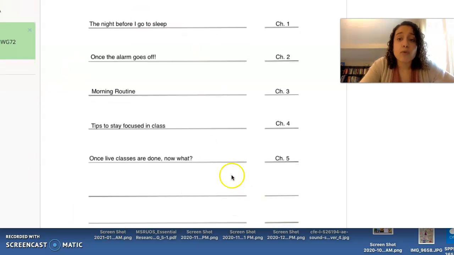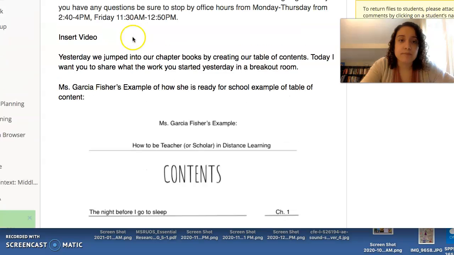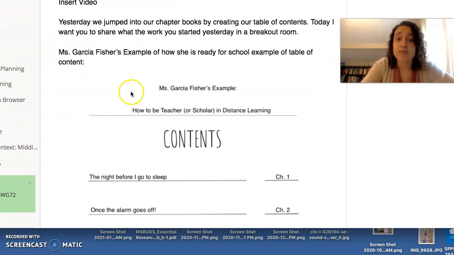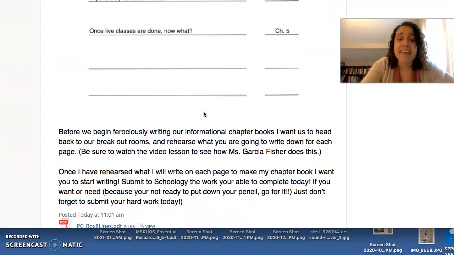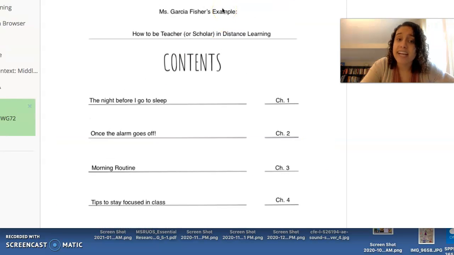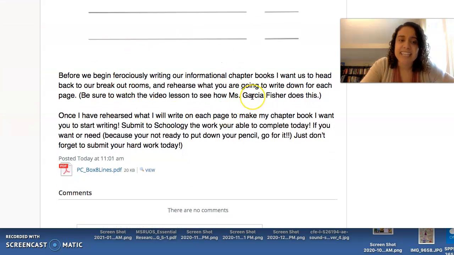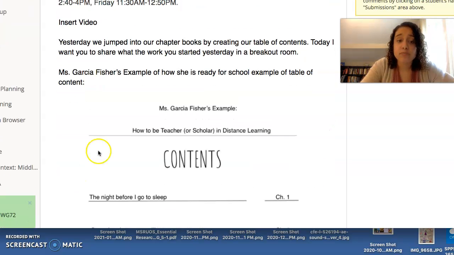So what we started today in class, it was first we started with just talking about our table of content that we started yesterday and what that was looking like. And then the second time we went into our breakout rooms today, we were sharing, just like what I just did with my table of content, and planning what I was going to start writing. What we're going to do for the rest of the class today is actually start writing. So you're actually going to grab the box 8 lines and start getting down your chapters.